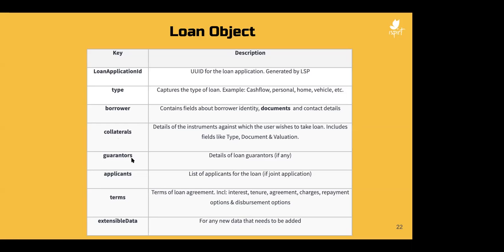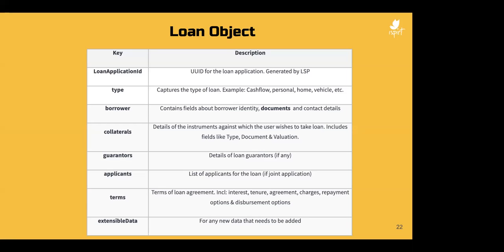Now coming to the guarantors part. If you are facilitating a kind of loan which requires multiple people to co-sign that loan application, guarantors is going to be the field where we will capture all the details of the additional applicants. Applicants are actually the direct beneficiaries of this loan. Guarantors are people who will only be involved if the loan defaults. So both of these things get covered.